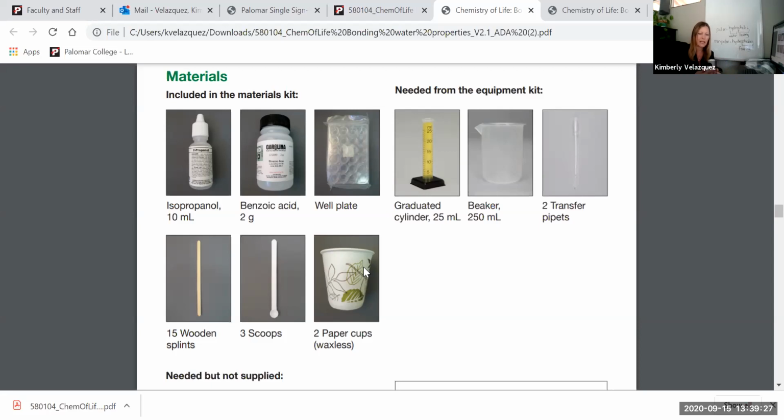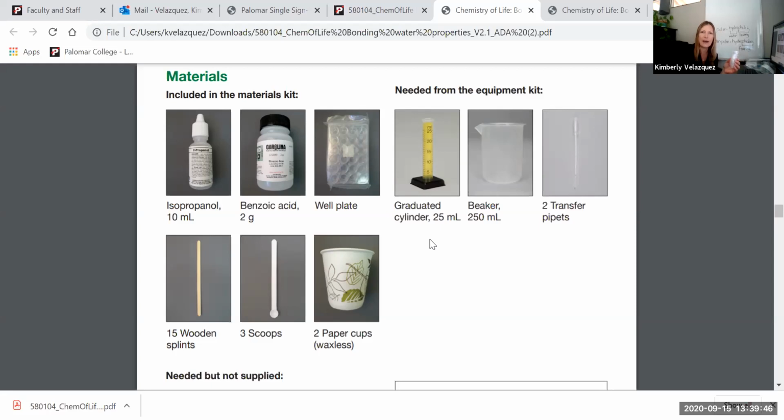So you have benzoic acid, which is actually a solid, okay? It's not liquid. And then you have isopropanol, which I'm not going to unwrap mine. It's in bubble wrap, but you can see the picture of it there, and it's actually alcohol.